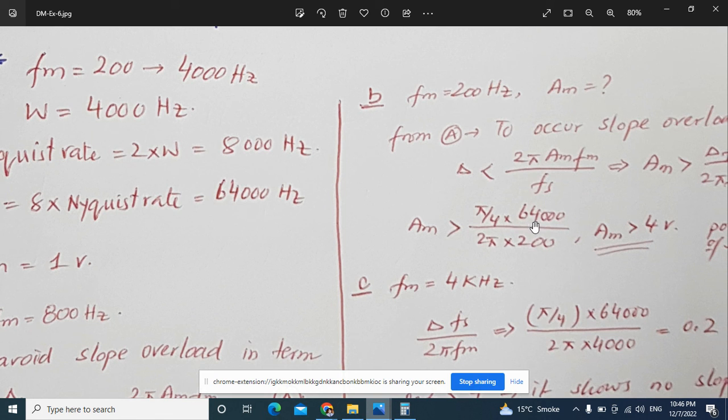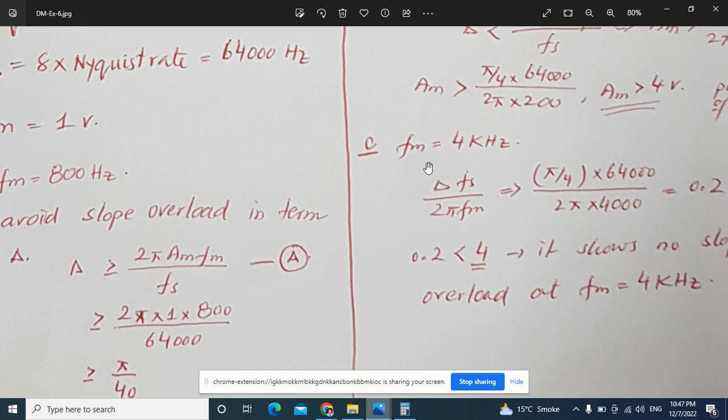So multiplied by fs, which is 64,000, and then divided by 2 pi multiplied by fm, which is 200. The zeros cancel out, and pi cancels with pi. 4 multiplied by 2 is 8, 8 multiplied by 2 is 16, and 16 fours are 64. So the answer is that Am is greater than 4 volts.